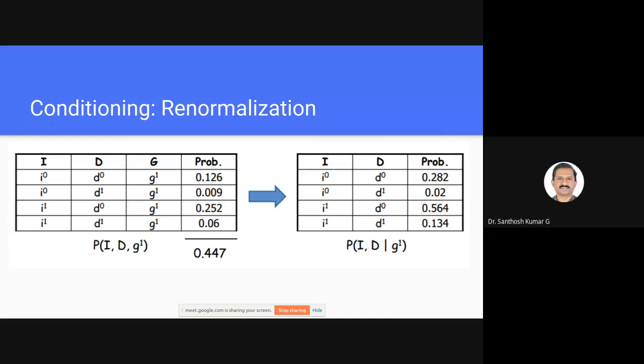For normalization, we started with the entire joint probability distribution P of I comma D comma G, and then we conditioned on G equal to G1. We eliminated all the other variables and took only those associated with G1. So now it is not normalized. You just sum all of this and divide each entry by the total, then you get a normalized table. So this is the distribution table represented by P of I comma D given G1. This is how we normalize the joint distribution after conditioning.